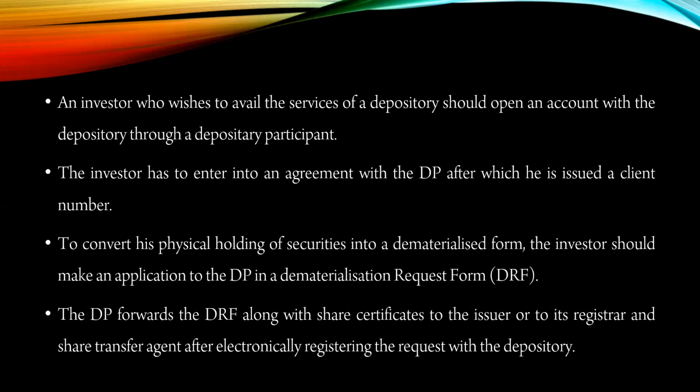Then the investor has to enter into an agreement with the depository participant. We need to find a depository participant. We need to enter into an agreement with him, like what is his percentage of commission for each transaction he does on behalf of the client. So we have to enter into an agreement with the depository participant, and once we have entered into an agreement, then he will issue you a client number, and that client number is used to identify you.